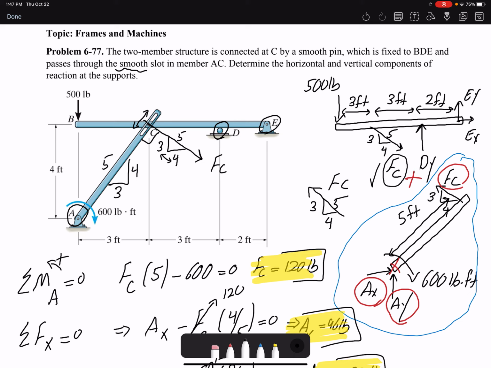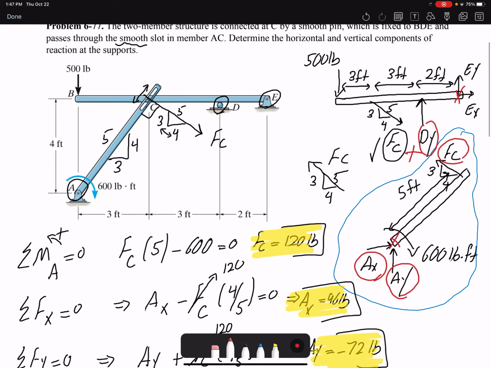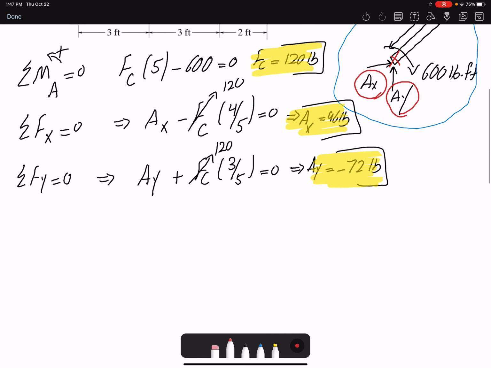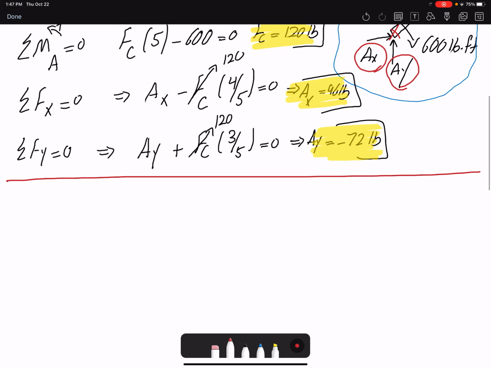So now I only have 3 unknowns. If I write the moment equation about point E, then I can find my Dy, and after finding Dy, I can write summation of forces in X and Y to find the rest of the unknowns. So let's start by writing a moment equation about point E. Moment equation about point E, counterclockwise to be positive. 500 is acting at the end of the beam, moment arm is 8. It's creating a clockwise moment about point E, so it's a negative value.